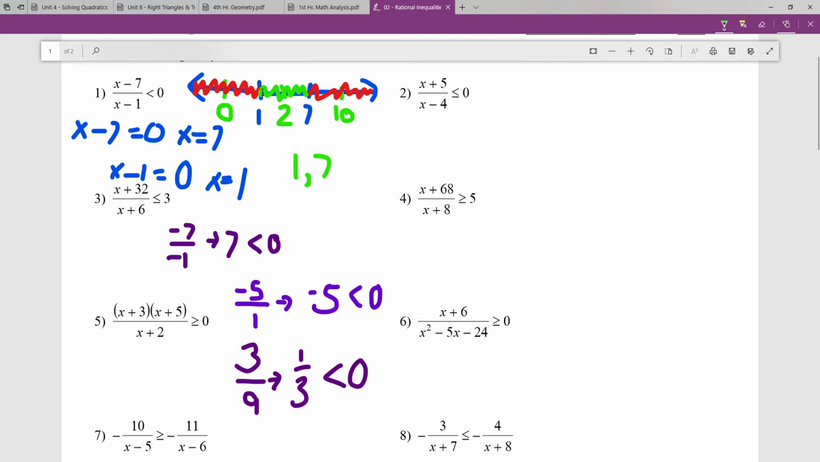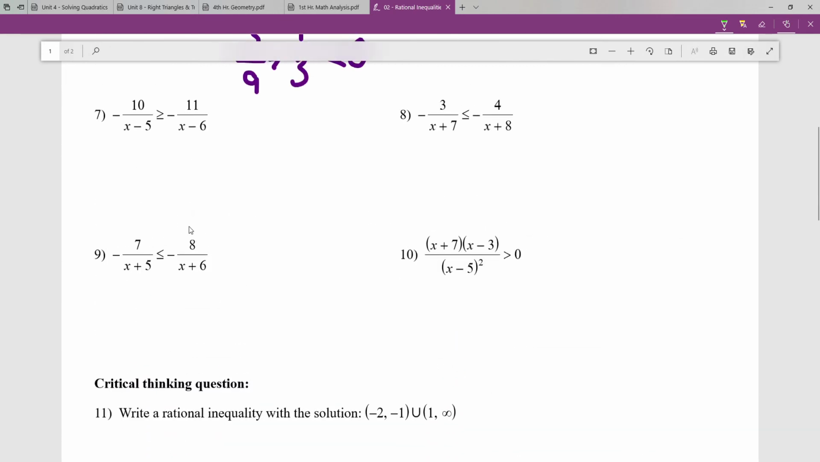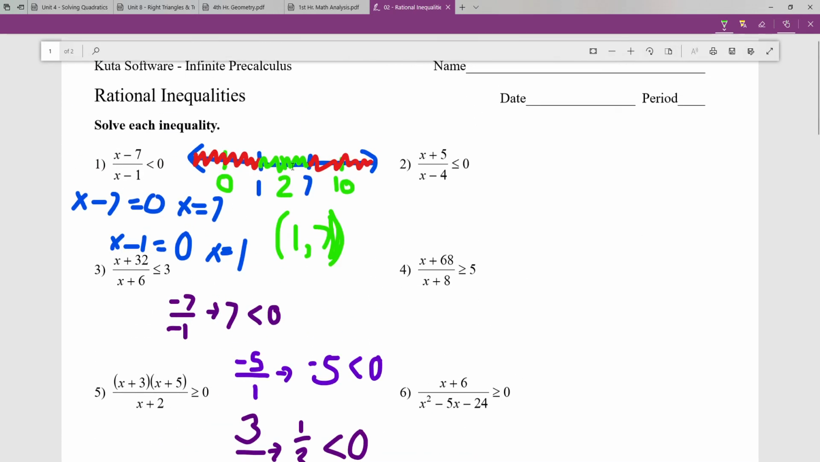Since we don't have a break in that domain, per se, we don't have to use a union or anything like that. And we ask ourselves, can it be 1, can it be 7? Well, it's not an or equal to, so we have to use some parentheses here. So our range, or our domain, our interval notation is going to be (1, 7). Presuming this worksheet has answers on it, yay, we got it right, (1, 7), awesome.